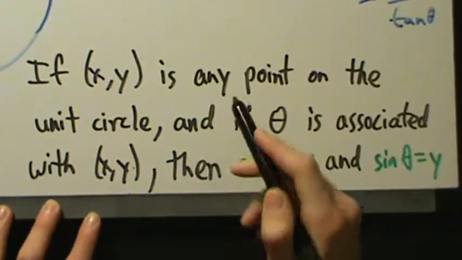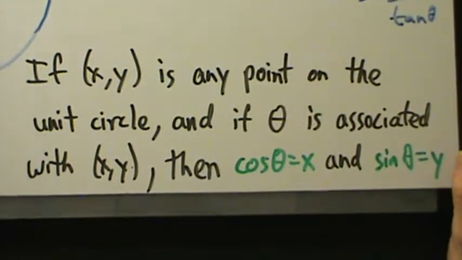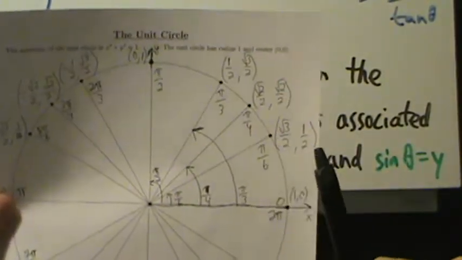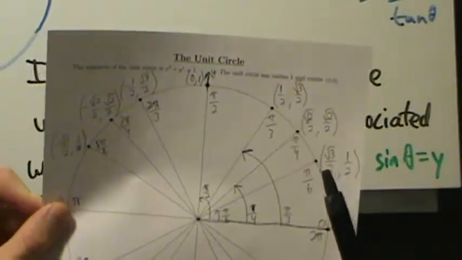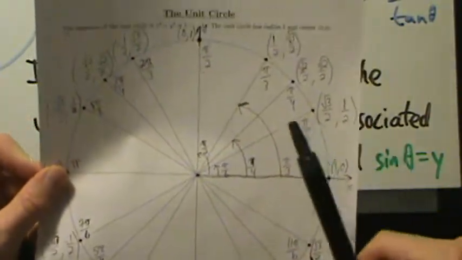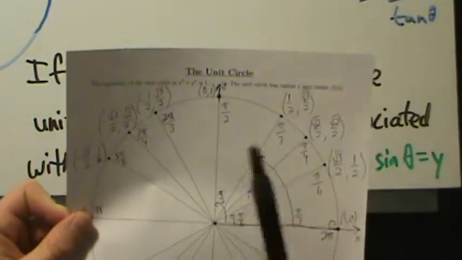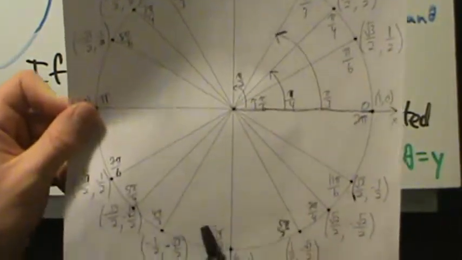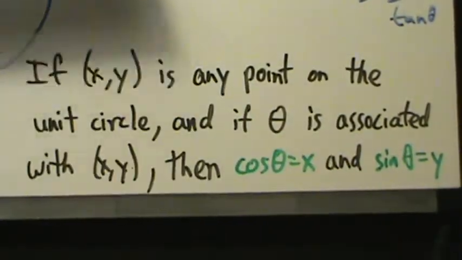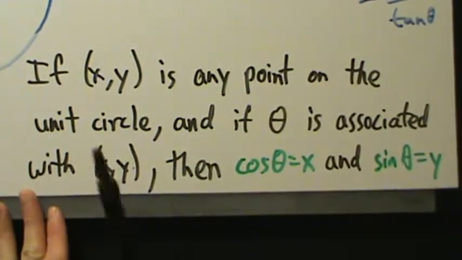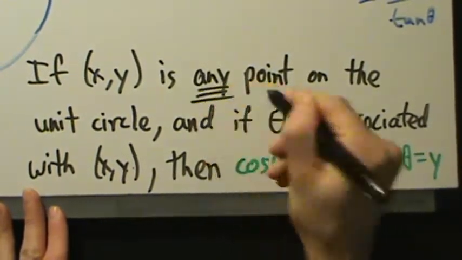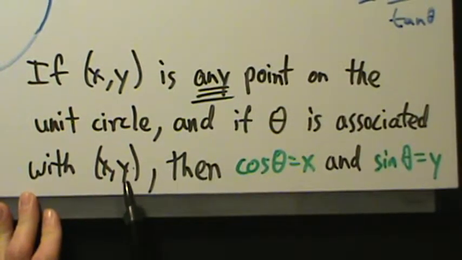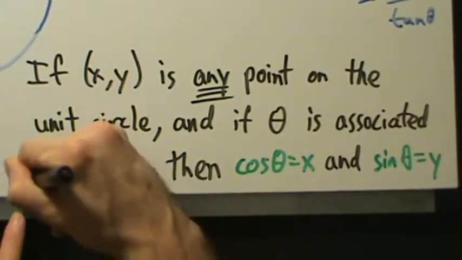So if x, y is any point on the unit circle, that's really any point at all. Not just one of these special points, like root 3 over 2, comma 1 half, root 2 over 2, comma root 2 over 2, et cetera. Not just any of these special common points, but any point at all. This is just a circle, so it has infinitely many points. There's another point up here that maybe has goofy coordinates, and another point down here, and one somewhere in between. Some may have really strange coordinates, but it doesn't really matter. All that matters is if x comma y is any point on the unit circle, and if theta is associated with the point x comma y, then the cosine of theta is the x coordinate and the sine of theta is the y coordinate. That's very, very important here.